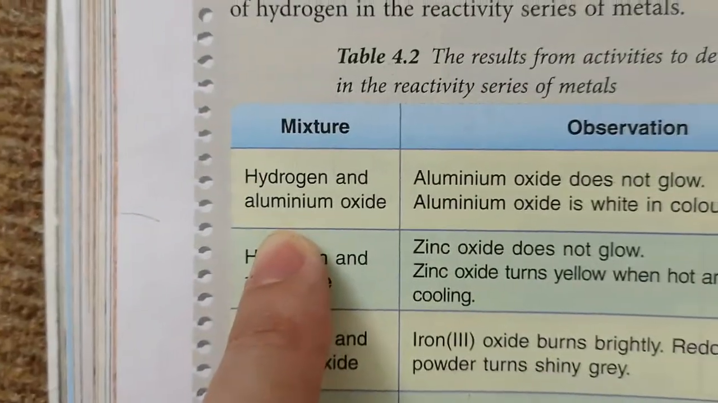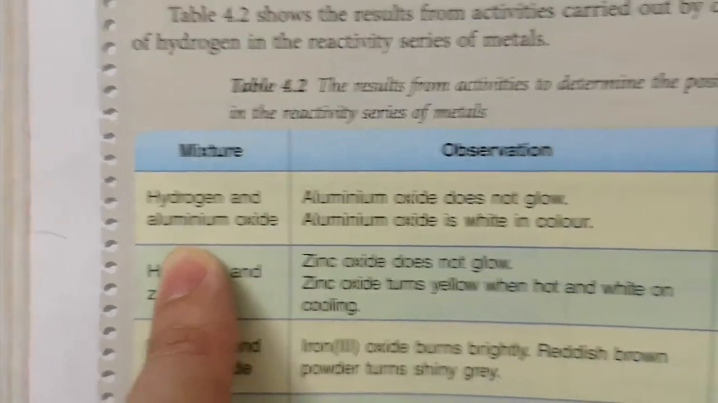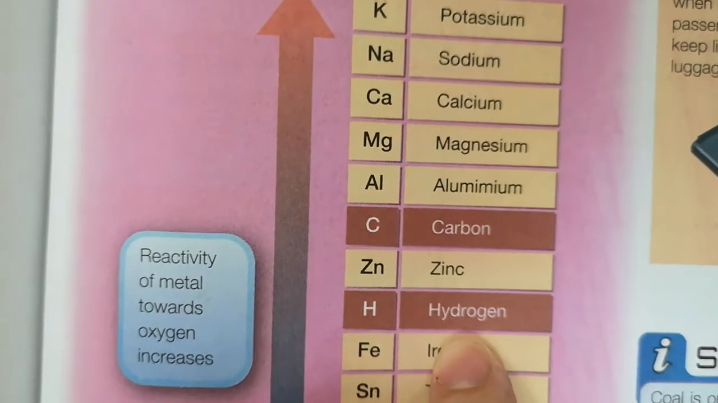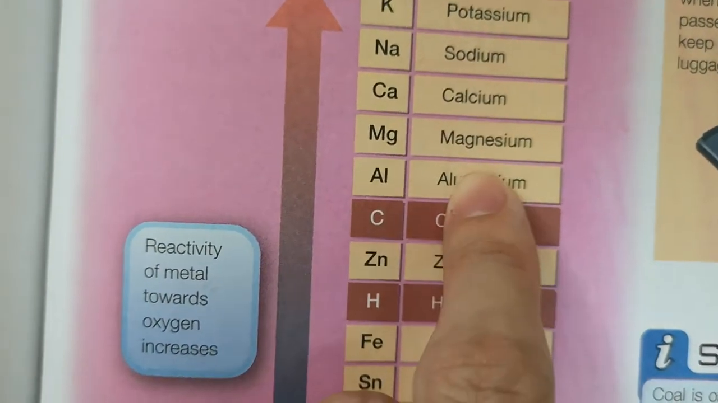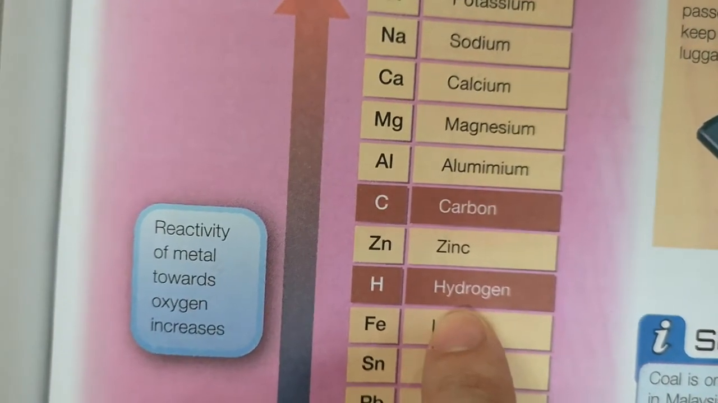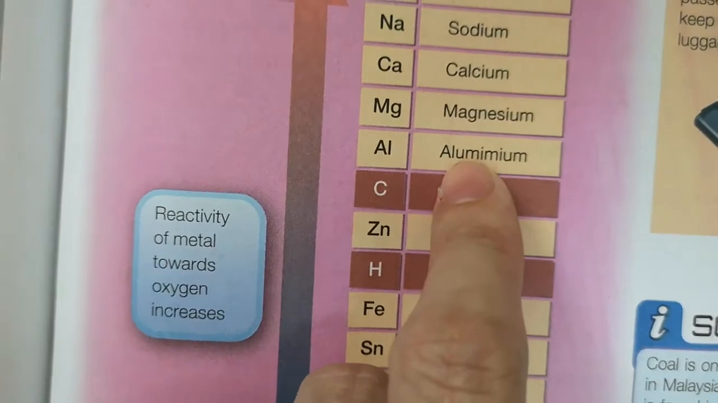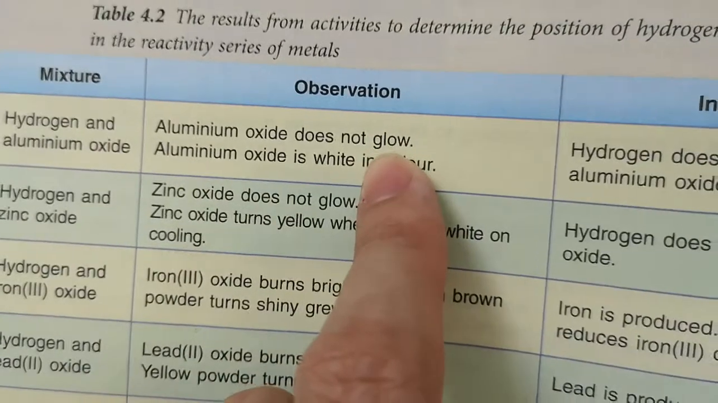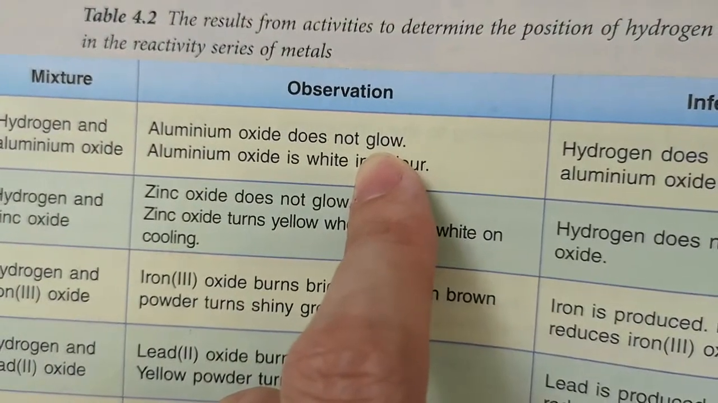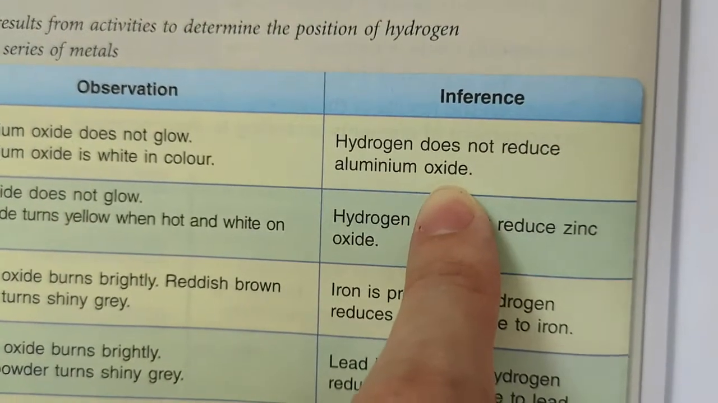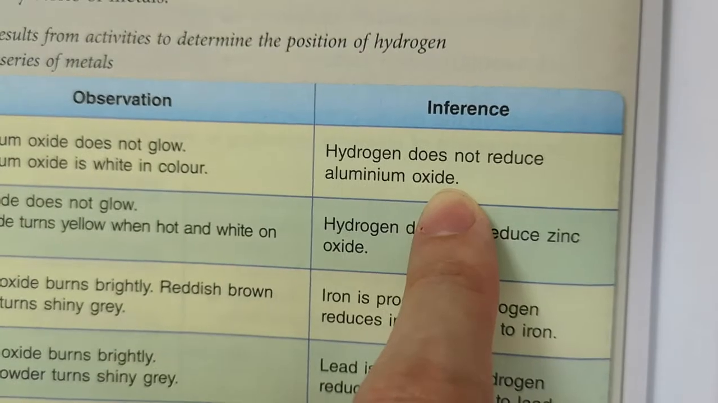So hydrogen and aluminium oxide. Let's take a look. Hydrogen is less reactive than aluminium. So there is no reaction because hydrogen cannot remove the oxygen from aluminium. Aluminium oxide does not glow. Nothing happens. So we say hydrogen does not reduce aluminium oxide. Reduce here means remove the oxygen.